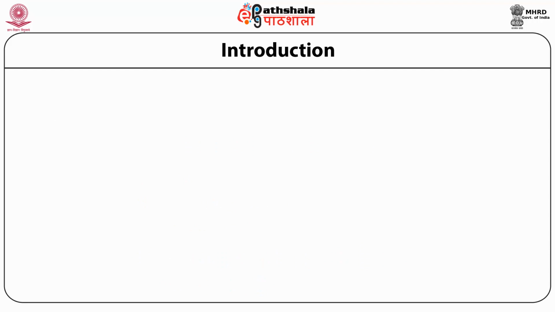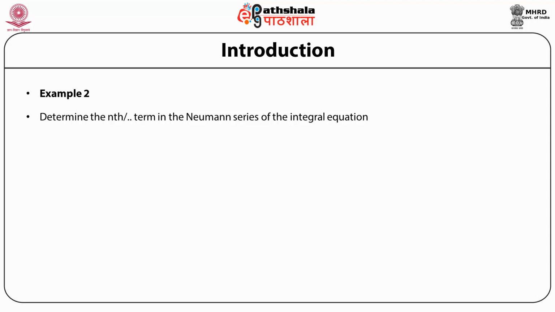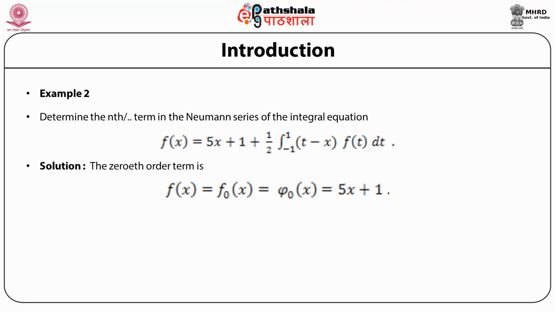We consider another example where we are asked to determine the nth term in the Neumann series of the integral equation. The integral equation in this case is f of x is equal to 5x plus 1 plus 1 half integral from minus 1 to 1 of t minus x f t dt. That is, the inhomogeneous term is 1 plus 5x, lambda is 1 half, kernel is t minus x. The zeroth order term is obviously f0 x, which we write as phi 0 x, equal to 5x plus 1.